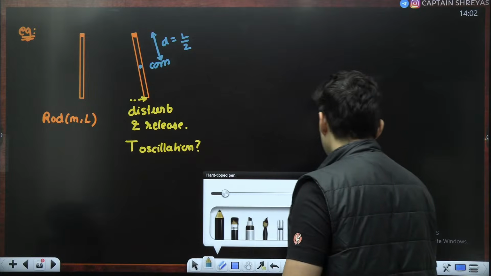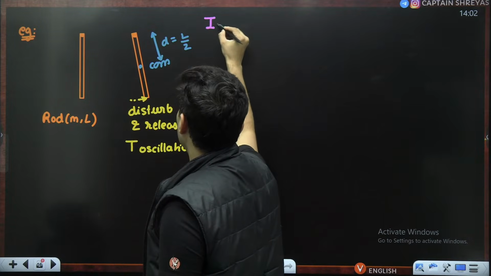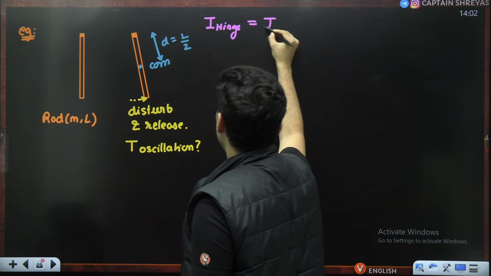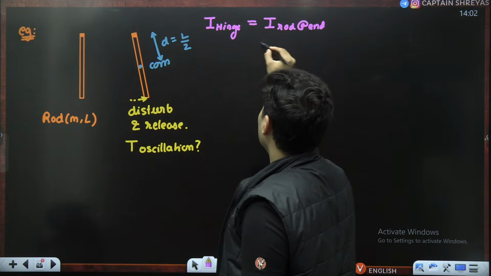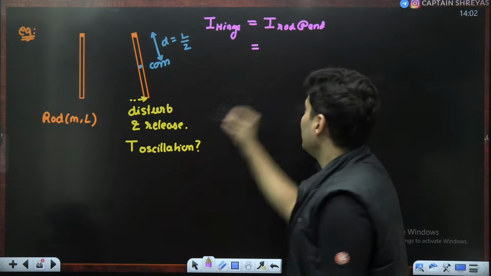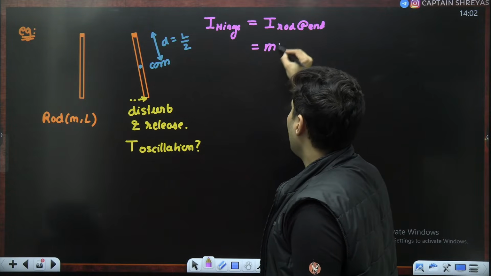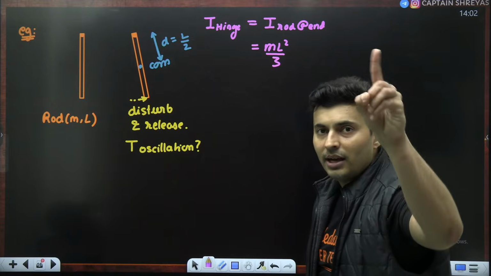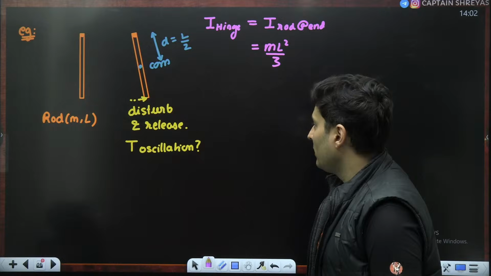That's the first thing. Next thing, what's the moment of inertia of the rod about that particular hinge? This is the moment of inertia of the rod at the end. At the center it is mL square by 12. At the end it is mL square by 3. Lot of people forget this formula. I am reminding you, it is mL square by 3 using the parallel axis theorem.